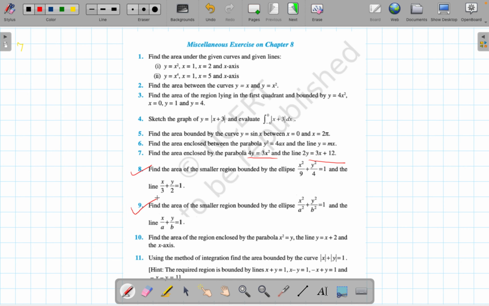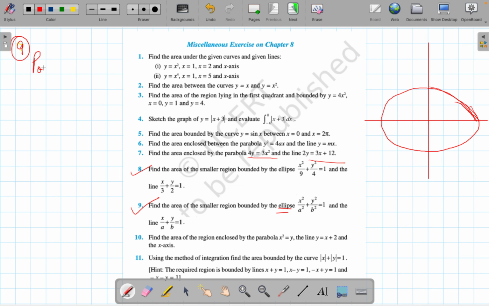Question number 8 and 9 are symmetrical. Let me do 9 for you. 8 you will be able to do it on your own, because only the point of intersection is going to change. The rest will be same. So this is a parabola. Sorry, this is a ellipse. I'm doing question number 9 for you. So first of all, you draw a ellipse. All right, this is a ellipse for you. And now let's see what do we have to do. And then there is a line.